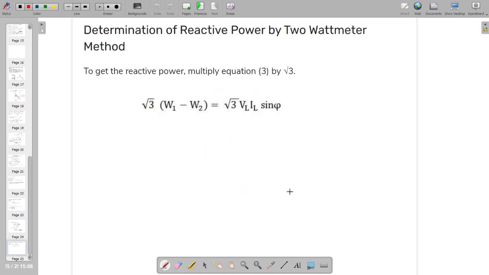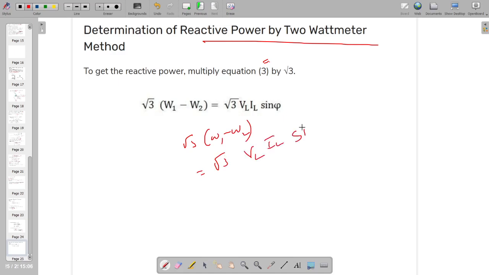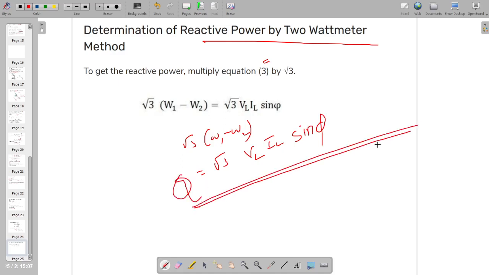Now, determination of the reactive power. By using those equations only, we can write the reactive power as root 3 times equation 3, that is root 3 into W1 minus W2, which is equal to root 3 into VL IL sin phi. So this is the reactive power measured by the two wattmeter method in a three-phase system. Thank you.